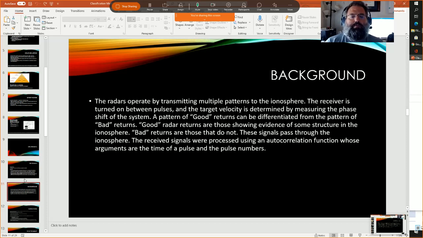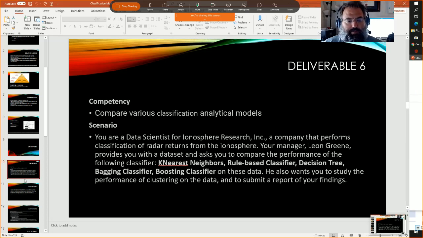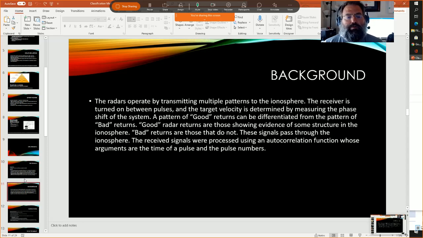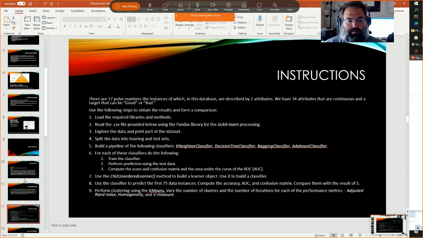So the data set that you're dealing with deals with radars. It's based upon Ionosphere Research, which is the company that you're supposedly working for now. And you're asked to use these 5 or so different classification approaches to determine which one is doing the best. So imagine that this is your job. You're working for a company that deals with radar. You want to be able to determine the difference between good and bad pulses and be able to predict them with a high degree of accuracy. So which one of those models is going to deliver the best results?